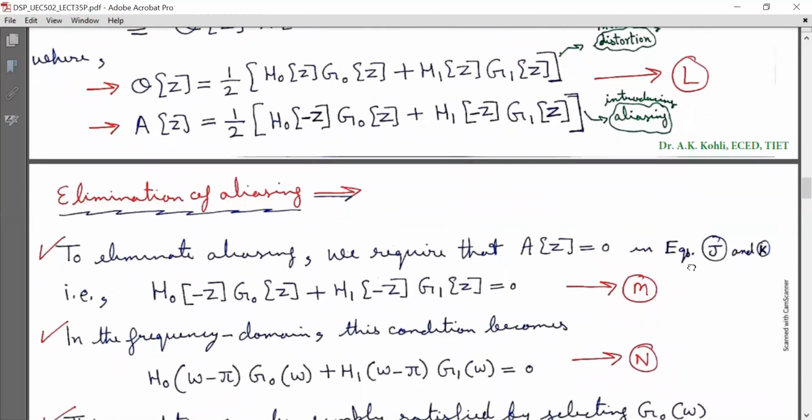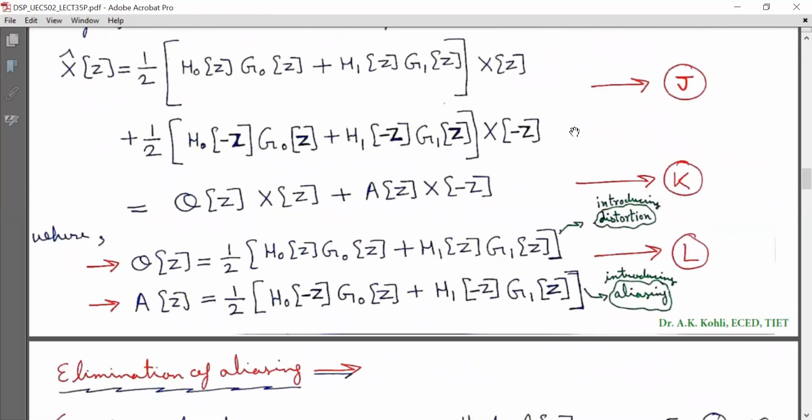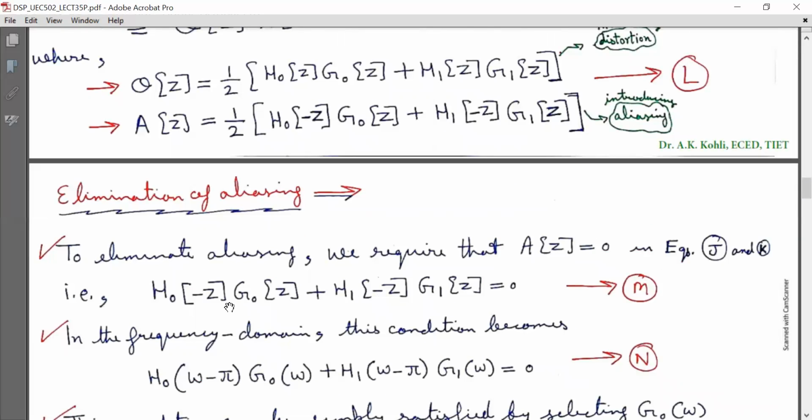Now, elimination of aliasing. This transfer function is introducing aliasing, and next we will discuss elimination of aliasing. To eliminate aliasing, we require that A Z must be 0. That is, eliminate aliasing by considering A Z equal to 0 in equations J and K. So that leads to H naught minus Z G naught Z plus H1 minus Z G1 Z is equal to 0. Mark it as equation M.